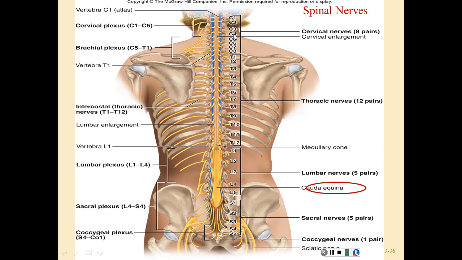And here we have the various spinal nerves. We have 8 cervical, 12 thoracic, 5 lumbar, 5 sacral, and 1 coccygeal nerve. One pair of coccygeal nerves, which is right here. Okay.